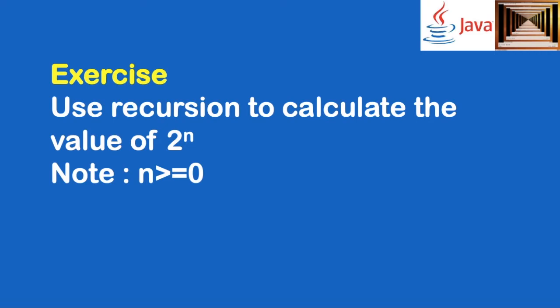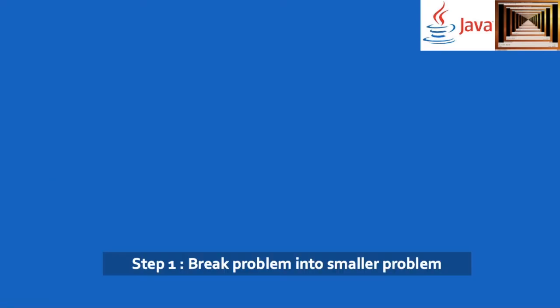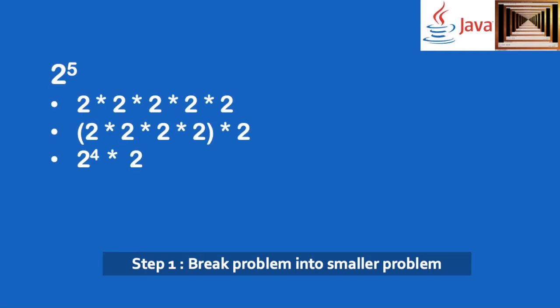Use recursion to calculate the value of 2 to the power n. So we need to compute the nth power of 2. And what has been given to us? Note that n is greater than or equal to 0. So the minimum value of n is 0. So what are our steps? Step 1 is to break the problem into smaller problems. And let's take some examples.